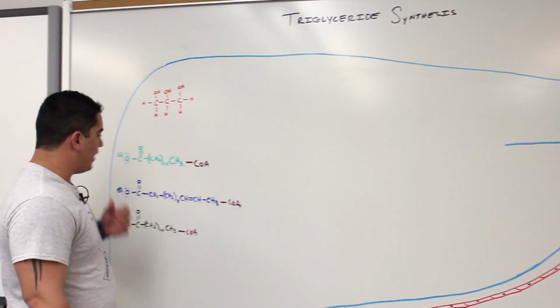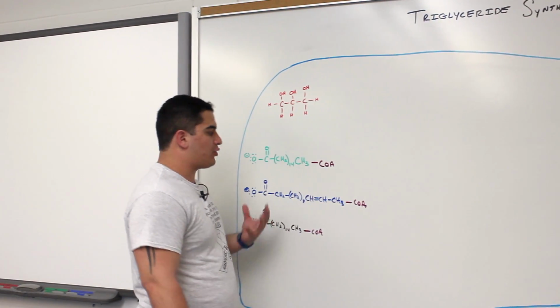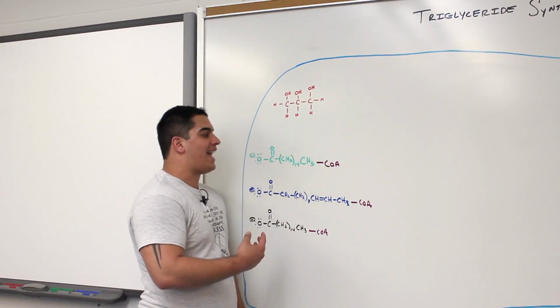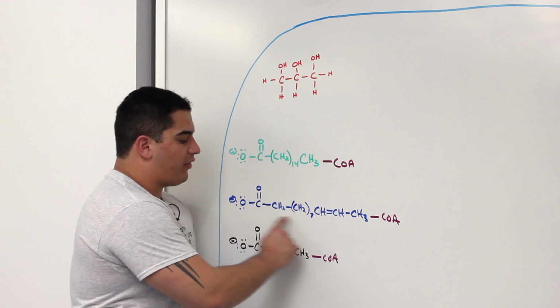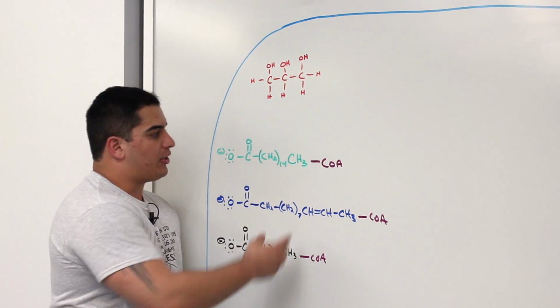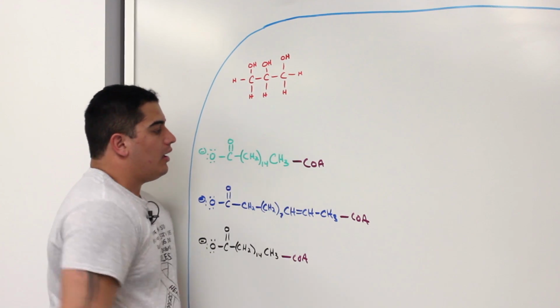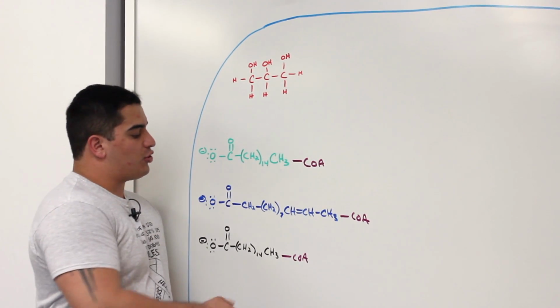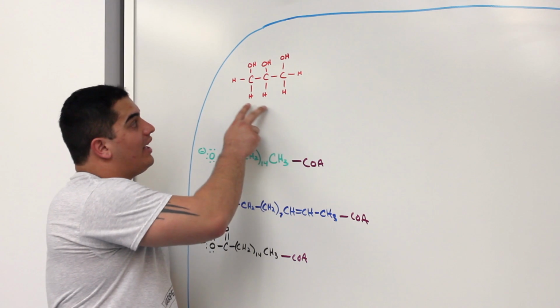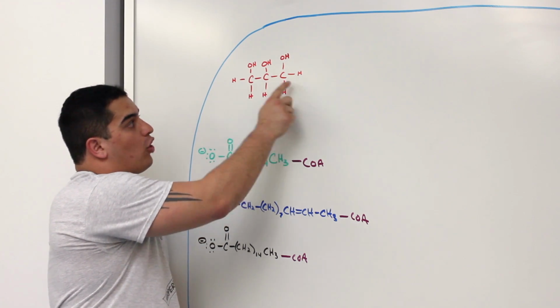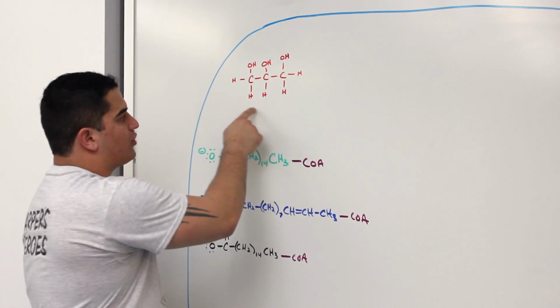If you guys remember, what are the constituents of making triglycerides? Well, one thing is we need fatty acids. Here we have 3 fatty acids, but they're specifically called fatty acyl-CoAs because they have that coenzyme A on them. We're going to take these fatty acids and link them up to this chain right here, this 3-carbon foundation. And this molecule is called glycerol.